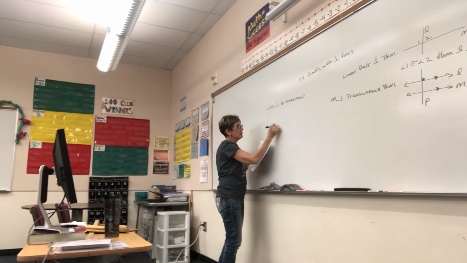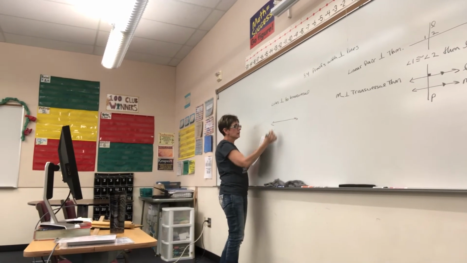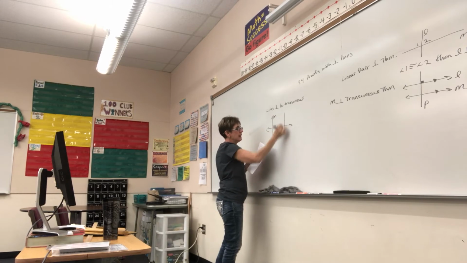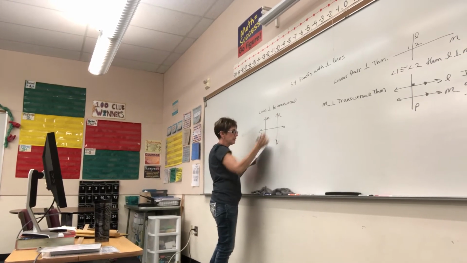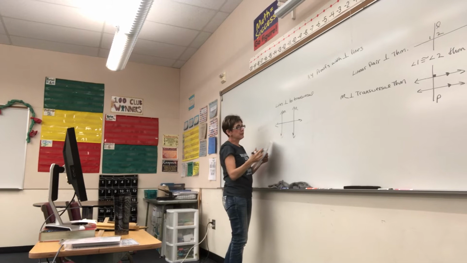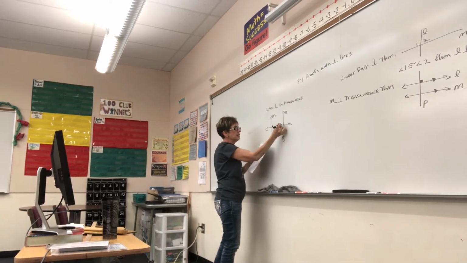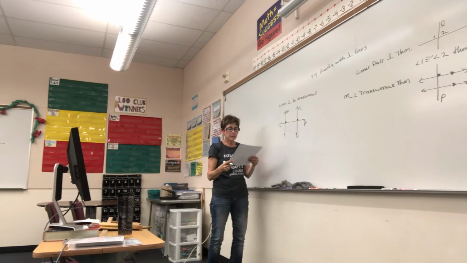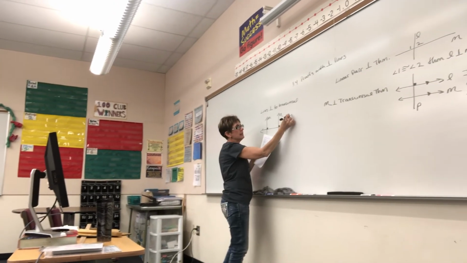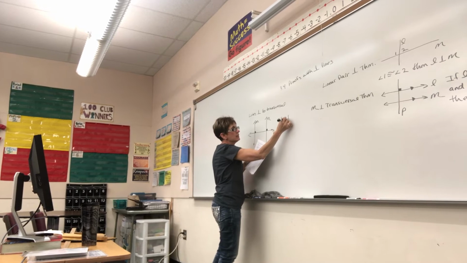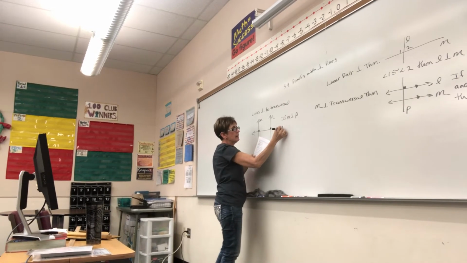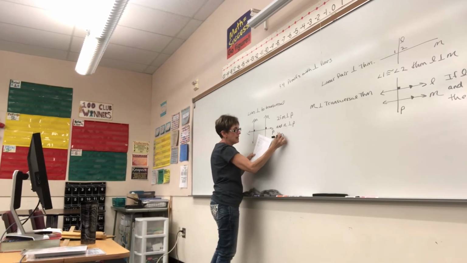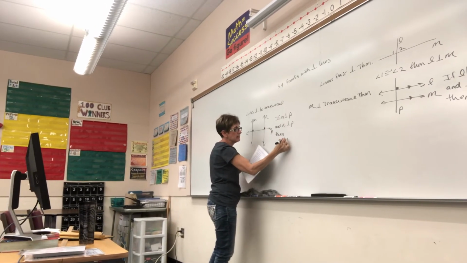So let's draw a picture of that. We have two lines, let's call them M and N. And again, feel free to pause here. If they're perpendicular to the same line, let's call that line P, then they're parallel to each other. So if M is perpendicular to P and N is perpendicular to P, then M is parallel to N.